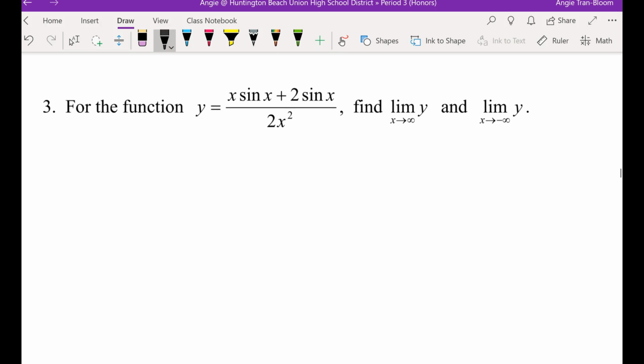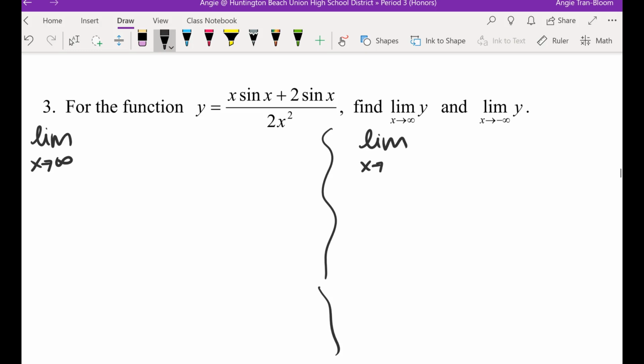So we are interested in finding the limit as x approaches positive infinity and the limit as x approaches negative infinity. Okay, find the answer to both. We'll come back together and do it algebraically.